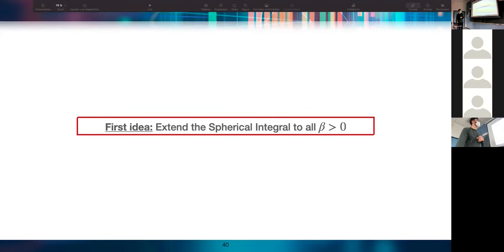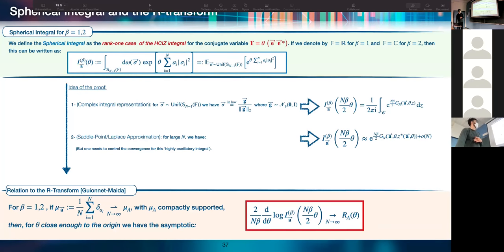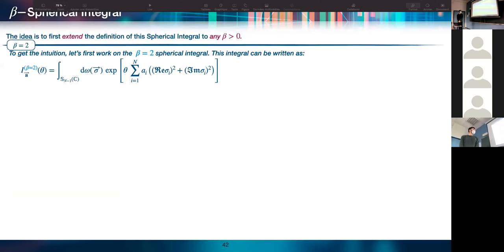So let's start. The problem with this construction is we have an average over the field, which is either real for beta equal one, complex for beta equal two, or quaternionic for beta equal four, and you want an expression where you remove the field and the parameter beta appears naturally. So for example, let's look at beta equal two. Then that's just the definition of the spherical integral for beta equal two.